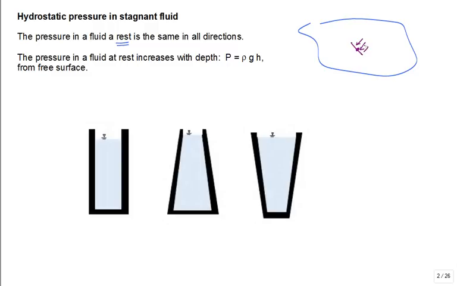It doesn't matter on the orientation of where there may be a solid submerged in that fluid. Okay, so if I have a solid surface submerged in that fluid at that point, whatever the orientation of the surface is, the pressure is perpendicular to the surface and has the same magnitude. All right, the pressure in a fluid at rest increases with depth, and we've used that equation, rho g h.